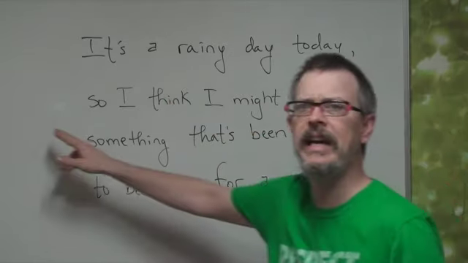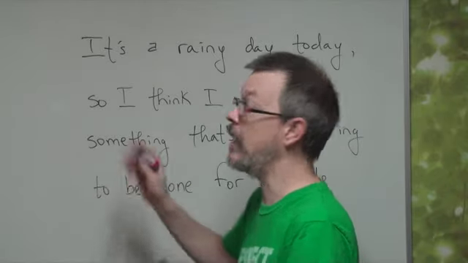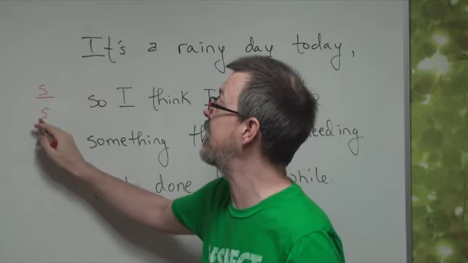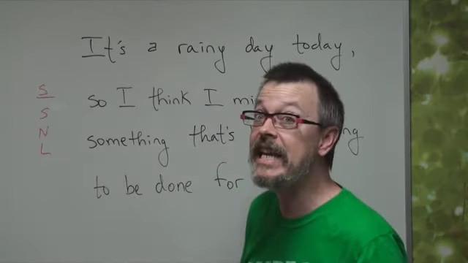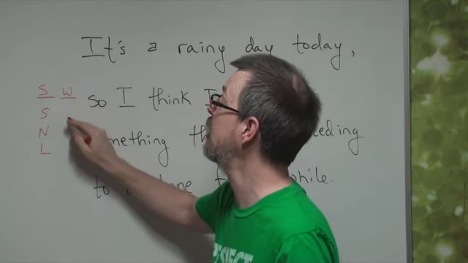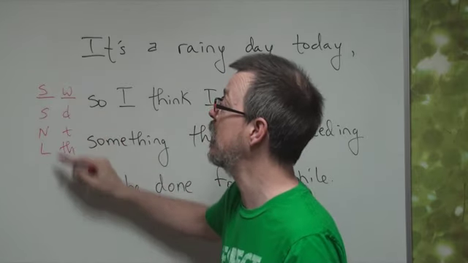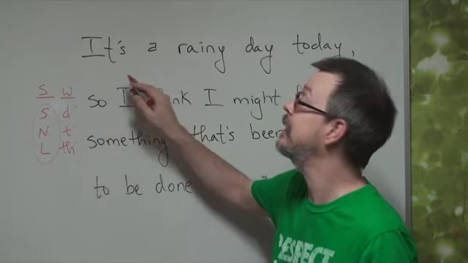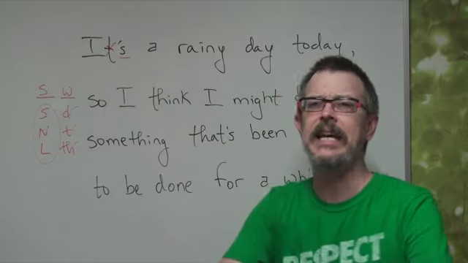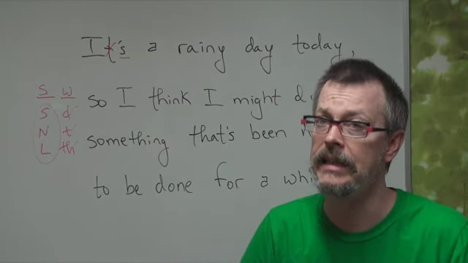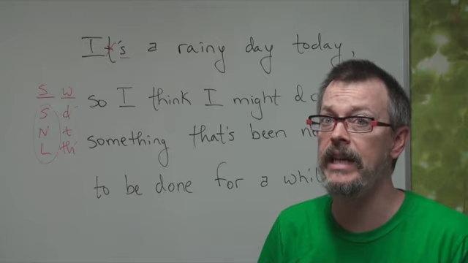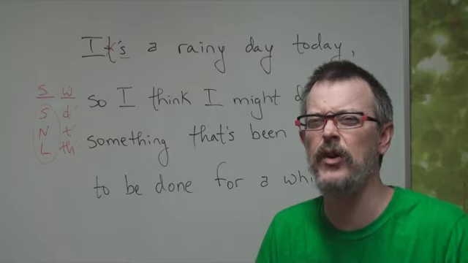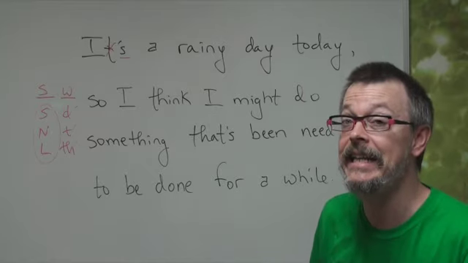Now, I got a little bit of space over here. Okay, we have three strong sounds in American English, the S, N, L. And the weak sounds in American English, the D, T, TH. These sounds can cancel these sounds. Issa, issa. The S cancels the T. It's a rainy day today. A little bit southern accent. Day to day.